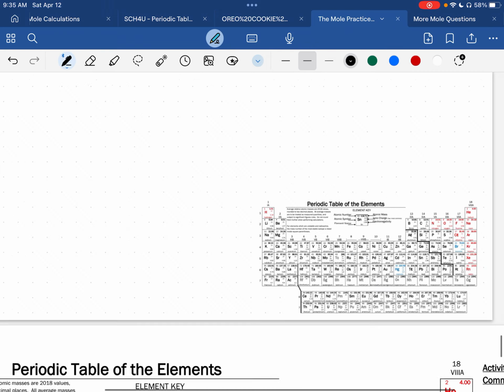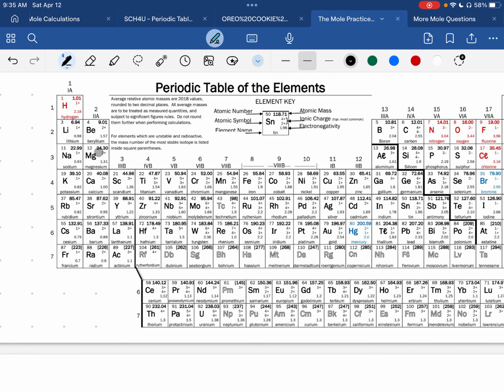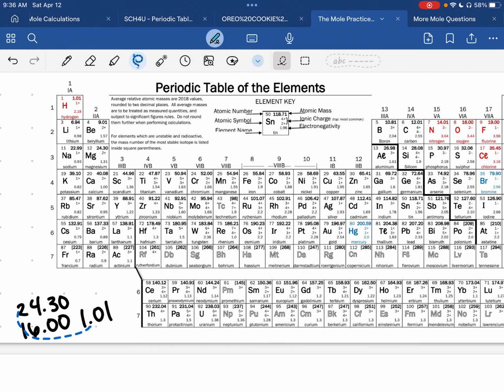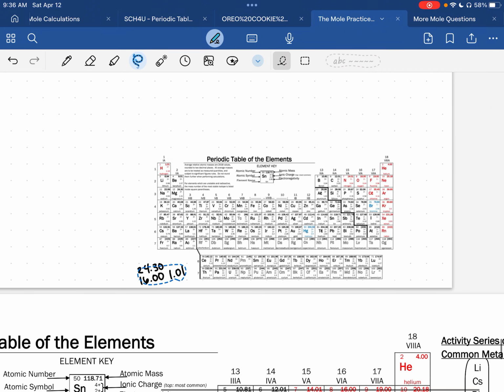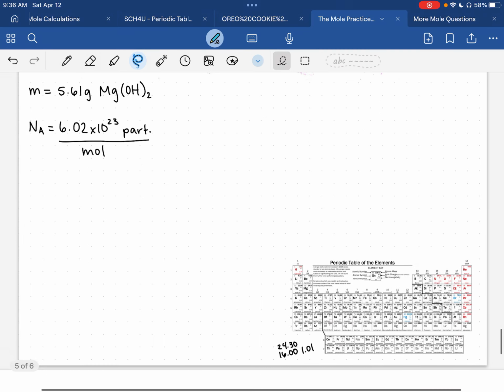So let's use this periodic table down here to find the molar mass of magnesium hydroxide. Magnesium is right here, 24.30. I'm going to write that down here so I can keep track of it. I need oxygen, which is 16.00, and hydrogen, which is up here, which is 1.01. So those are my three values. I'm just going to take those. Oh no, I'm bringing the periodic table with me. I don't want the periodic table to be brought with me. I'll just rewrite them.